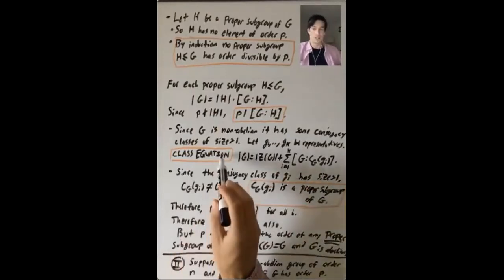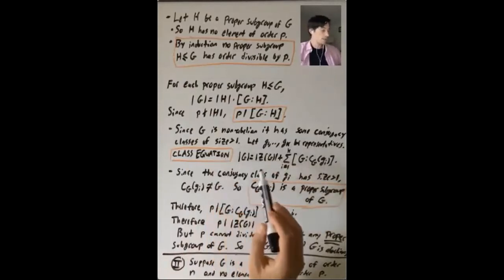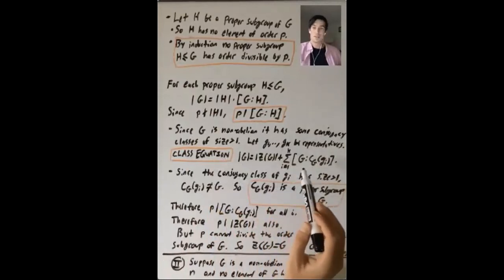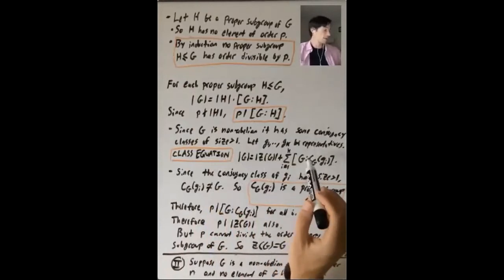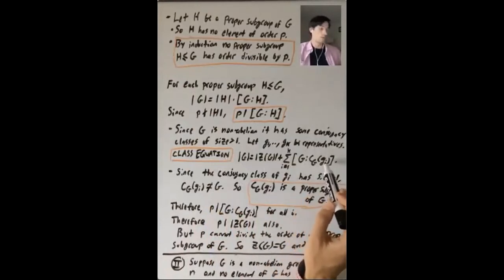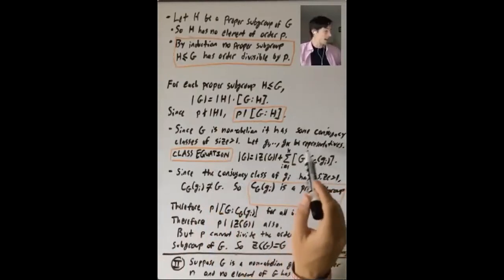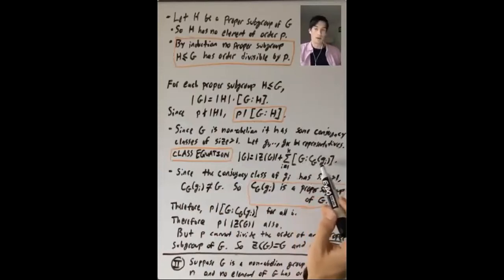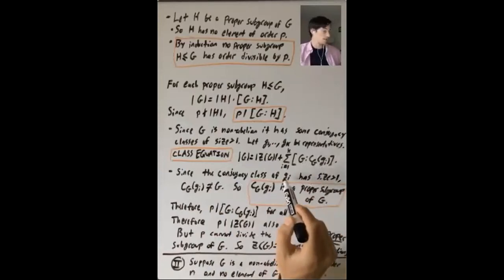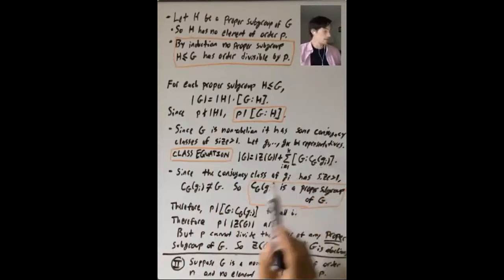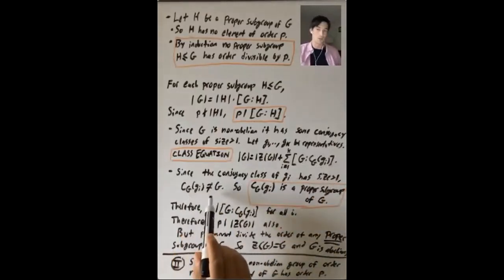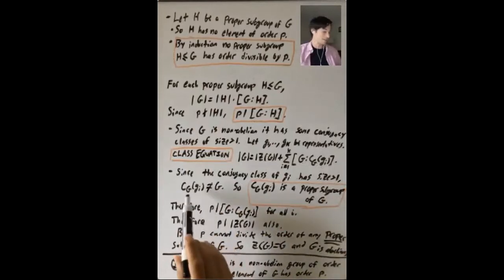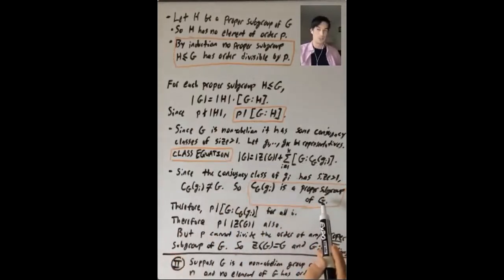So what does the class equation say? It says the size of G is equal to the size of the center, the number of fixed points, plus the sum of the sizes of the other orbits, which by the orbit-stabilizer theorem, each orbit is the index of the centralizer of some representative inside the whole group. And now, since each conjugacy class has size bigger than 1, the conjugacy class of gi has size bigger than 1. That means that the centralizer of gi is not the whole group G. So what does that mean about the centralizer? It is a proper subgroup of G.